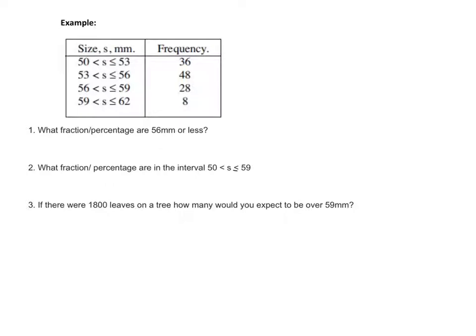So adding 36 and 48 together, and then we divide that by the total frequency. So if we add up all the frequencies together, we get 120 in total. So 36 plus 48 over 120, that's 84 over 120, and we can simplify that to become 7 over 10. And if you wanted it as a percentage, you just need to times it by 100, and that will give us 70%.